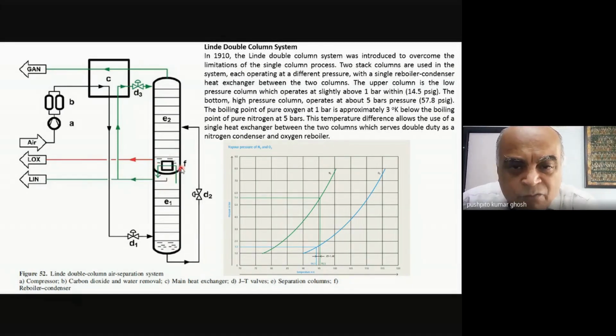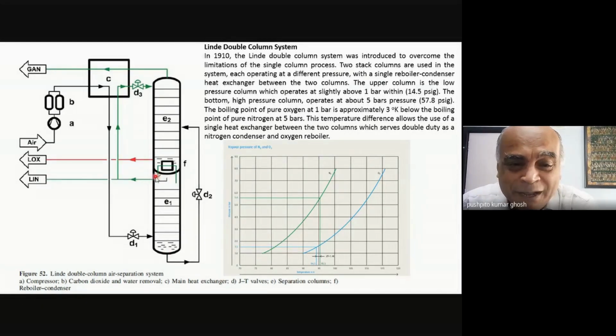And this thing over here is very interesting, that a single unit is basically serving both as a reboiler and a condenser. Reboiler for the oxygen, which is going to volatilize because of the heat that it takes in from the nitrogen, and condenser because in the process of transferring heat to the oxygen, the nitrogen gets liquefied. So it's really very interesting.